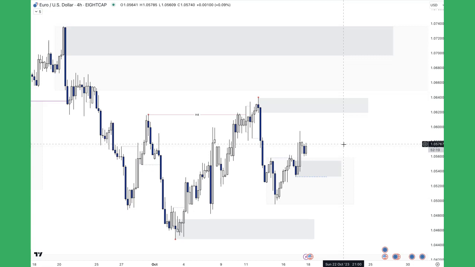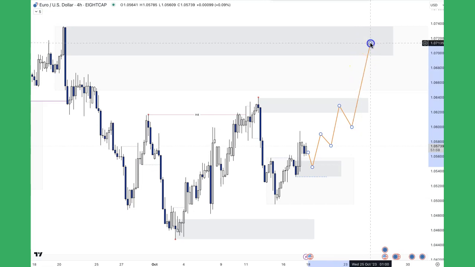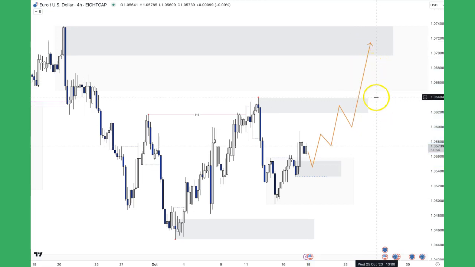longs from here. And how do we know that the pullback is over? Well, again, we've had a change of character over here, and we can now say that it makes sense to look for this: we're over here, we probably pull into this, and then this, maybe get a reaction here, and then pull up into this zone. So this is what I'm looking for as far as the H4 is concerned.